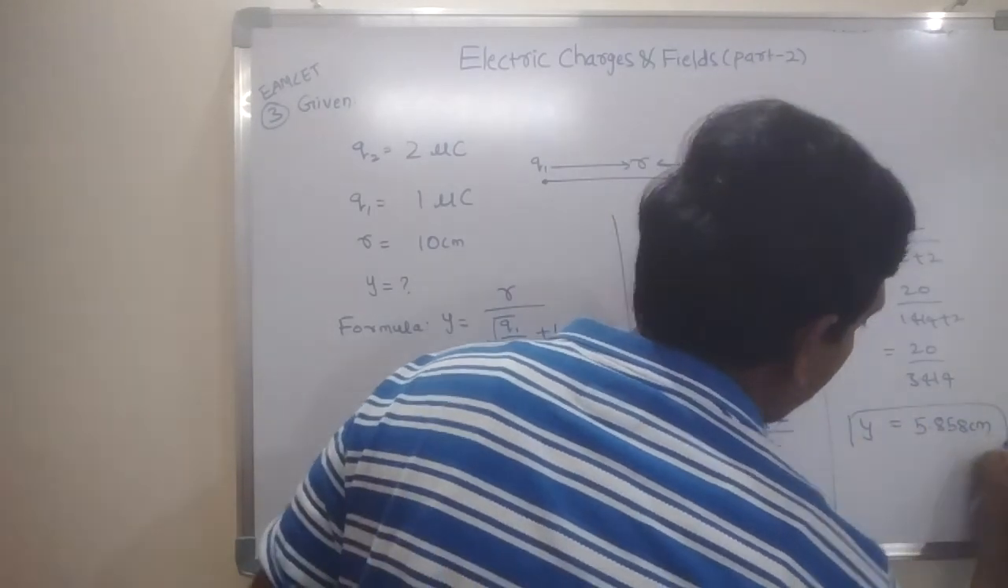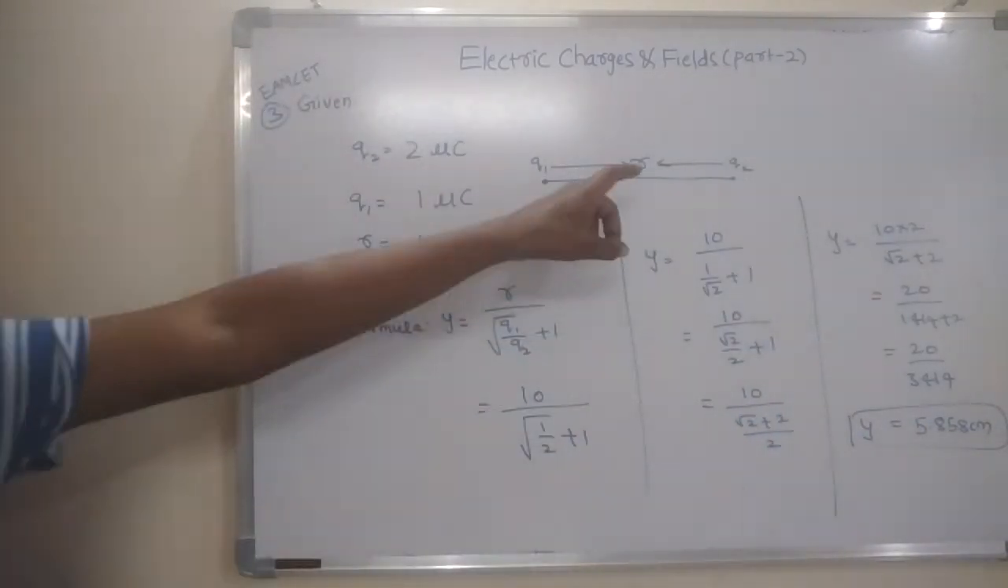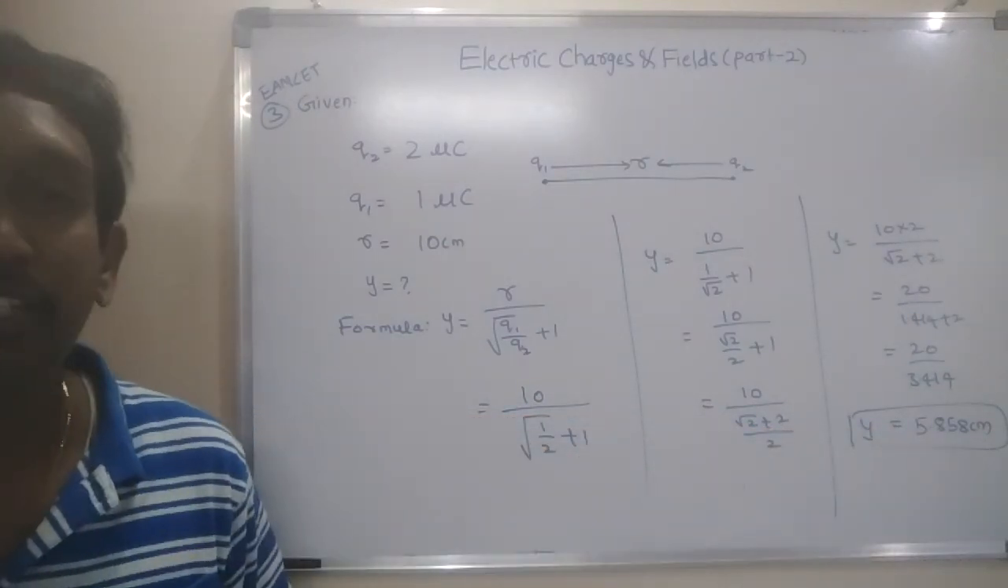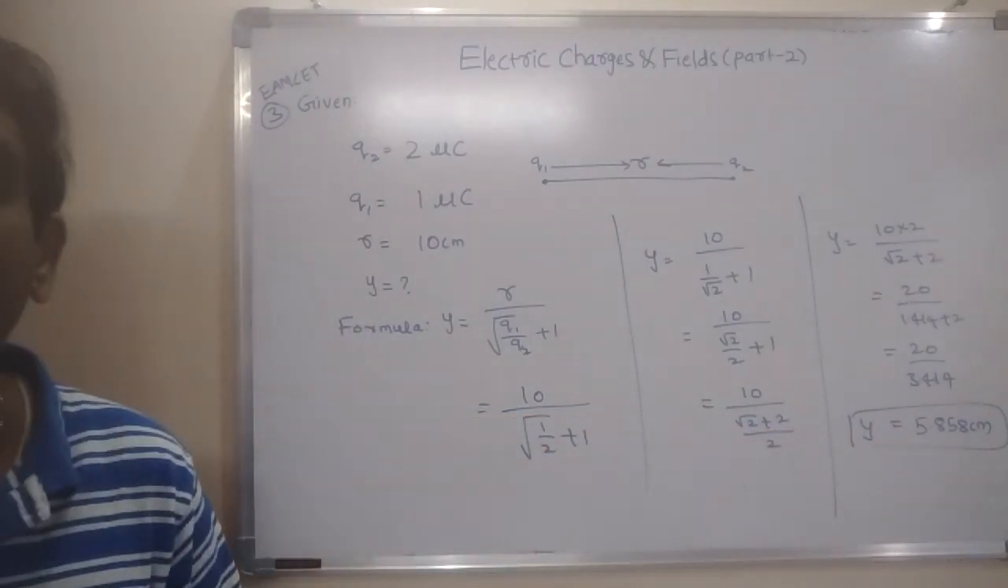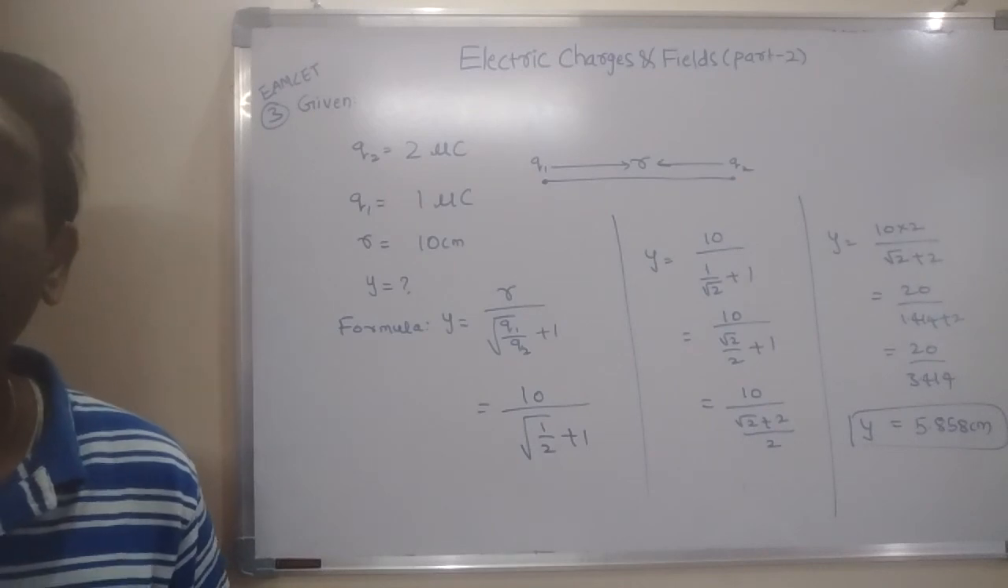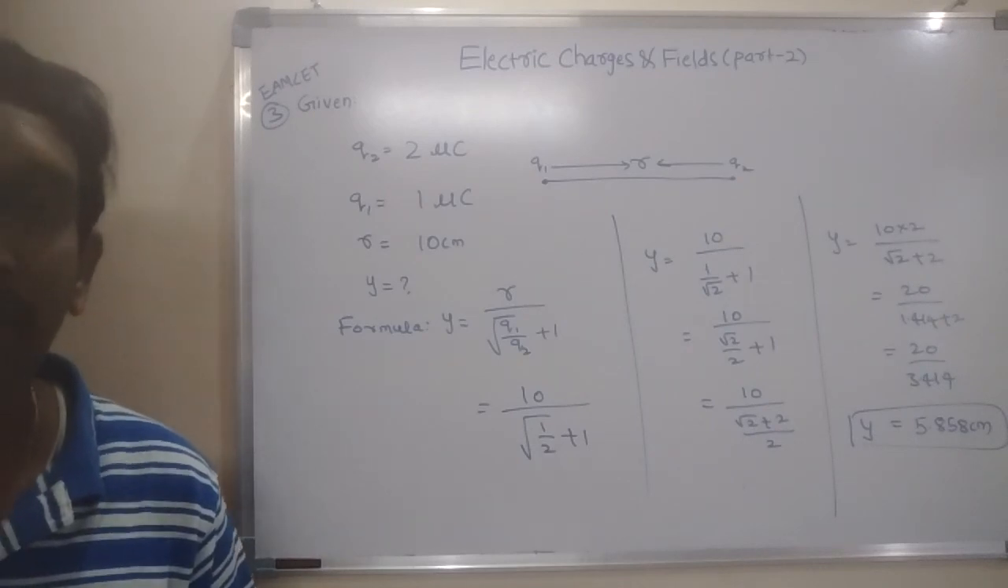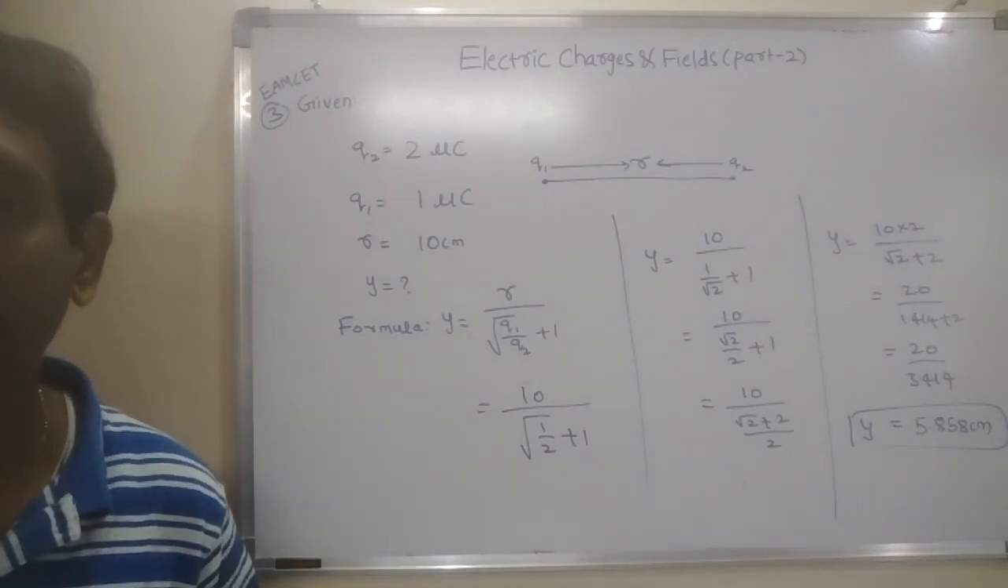So the null point from the Q2 charge is 5.858 centimeters. This was a previous MSET question. This type of question is asked in the previous models, so students should concentrate on all these applications.